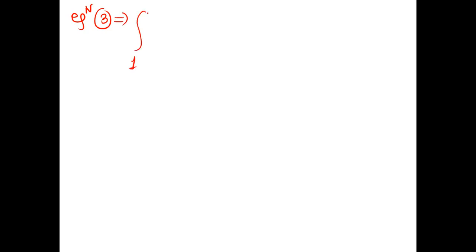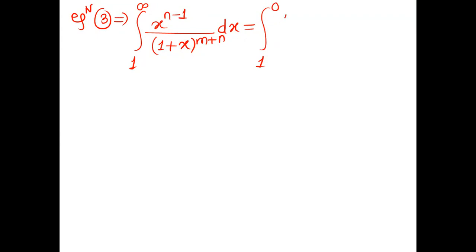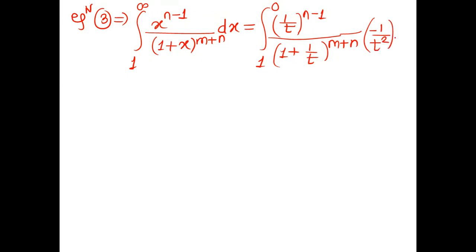integral from 1 to infinity of x to the power n minus 1 upon 1 plus x to the power m plus n is equal to, so when the limit is 1 we have 1, and when it is infinity it is 0. x is 1 by t, accordingly we will do the substitution. So 1 by t raised to power n minus 1, then we have 1 plus 1 by t raised to power m plus n. And what is dx? dx is minus 1 by t square dt.